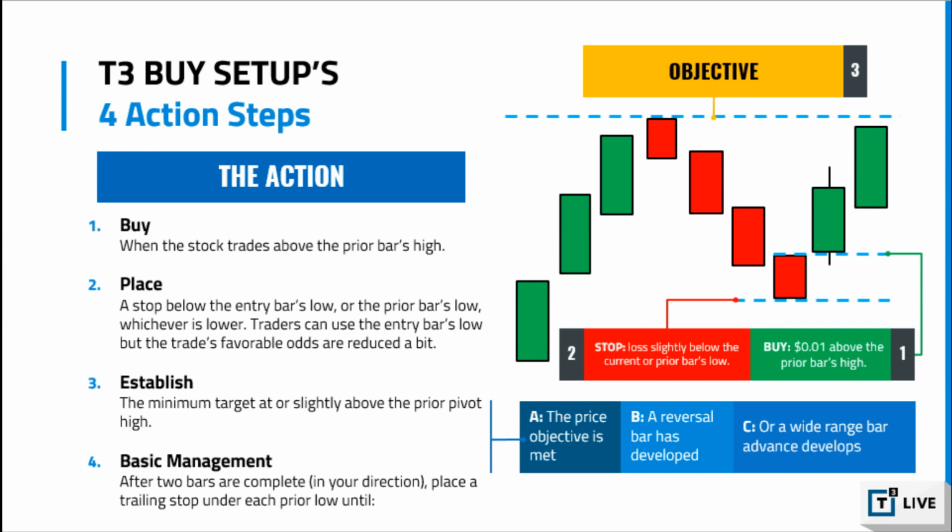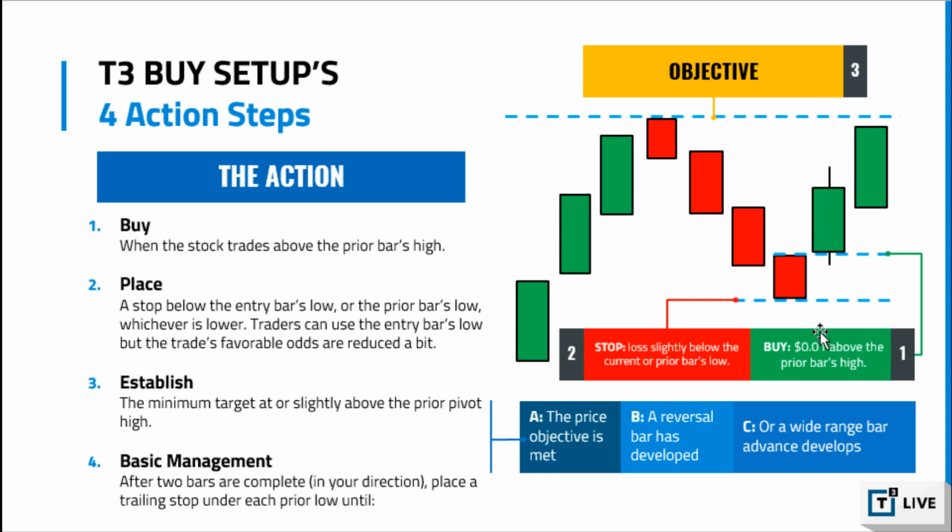Now, the action steps: you want to buy once the last red bar's high is breached, so 1 penny above. Place the stop either under the entry bar's low, in this case right here, or under the prior bar's low, whichever is lower. Basically, place the stop under the pivot. Establish a minimum target at or slightly above the prior pivot high. This area would be the target.